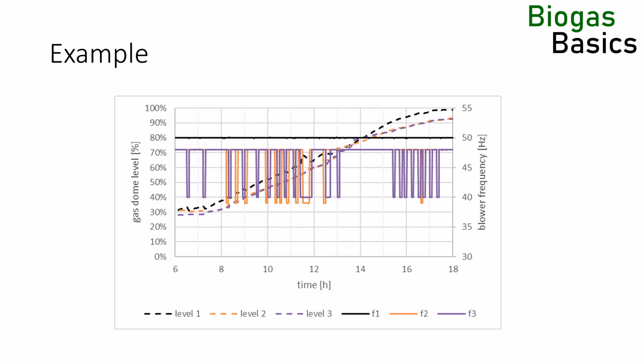The speed of the blower for the main gas store is the black bold line. The blower runs at constant 50 Hz. The speed of the blowers for the storage tanks is controlled with a bang-bang controller and fluctuates between 48 Hz and 40 or 39 Hz, respectively. The fluctuation in blower speed leads to tiny changes in the headspace pressure, which forces more gas into or out of the ancillary gas domes and controls their level to the level of the main gas storage.